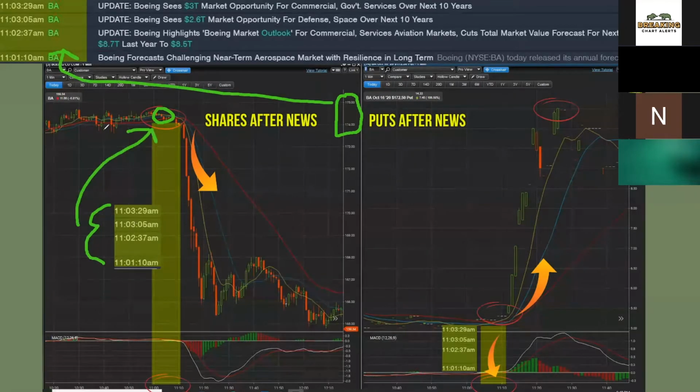Now, here's the thing. If you're listening to that news and understanding, think about the larger institutional funds, the hedge funds and whatnot. You think they're going to be holding on to Boeing if they're predicting these challenging near-term times and cutting their outlook? Nothing positive came from that.